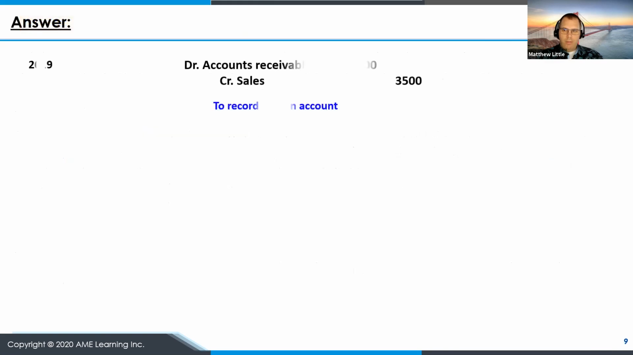So we'll have a number of journals. First of all, we'll set up the AR for the original sale: credit sales to earn the revenue, $3,500, with the accounts receivable for $3,500.